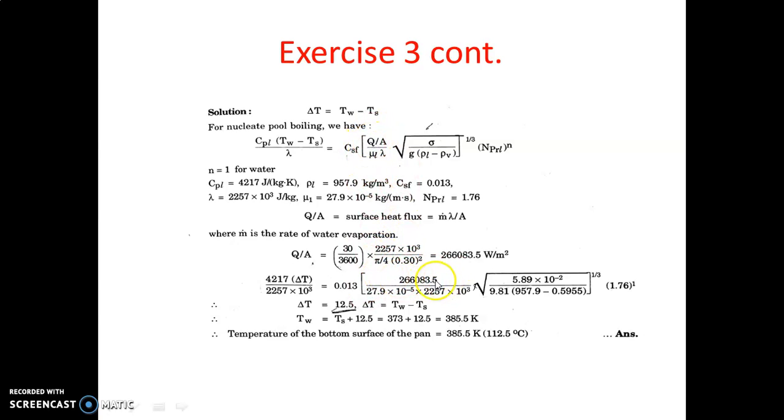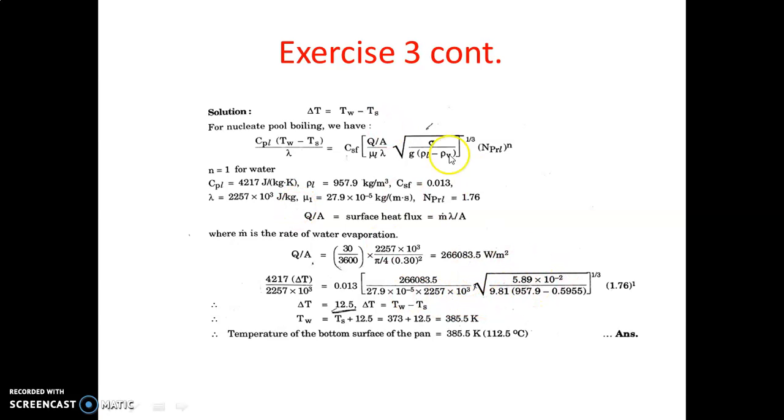So we have already put it here. Then mu L, that means viscosity of liquid. So this is the viscosity. You have to write it as it is because this is the SI unit, kg per meter second, so there is no necessity to convert the viscosity unit. Then lambda, which we have already discussed here. Put it as it is, meaning after conversion, joules per kg you have to put here.